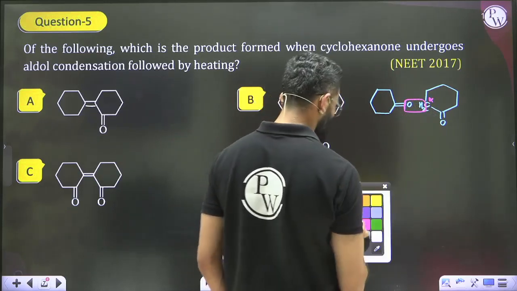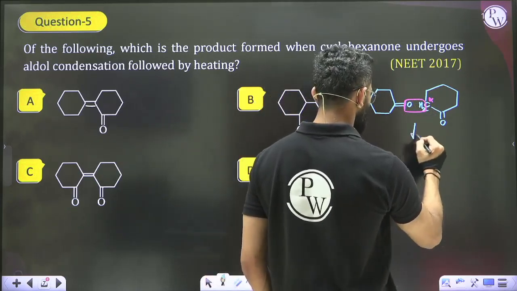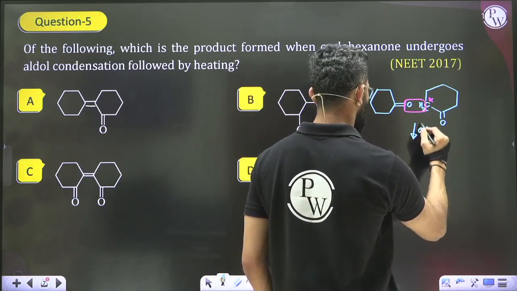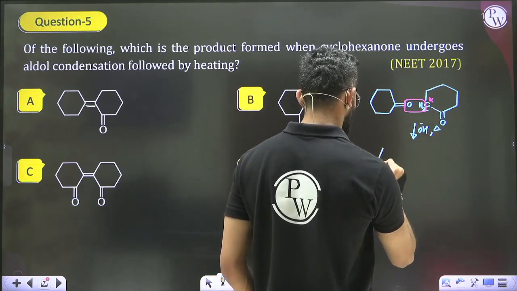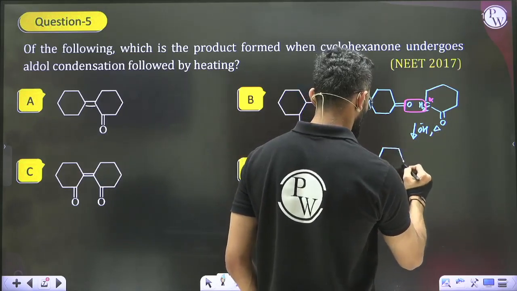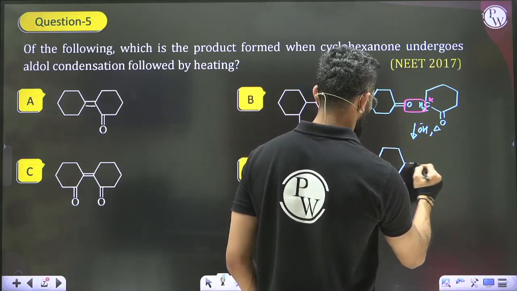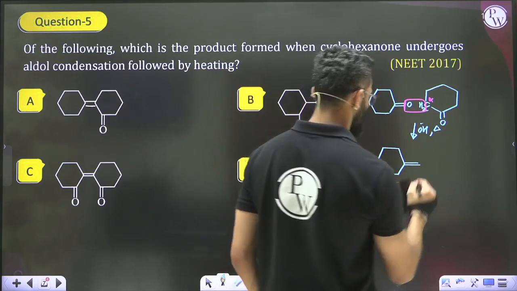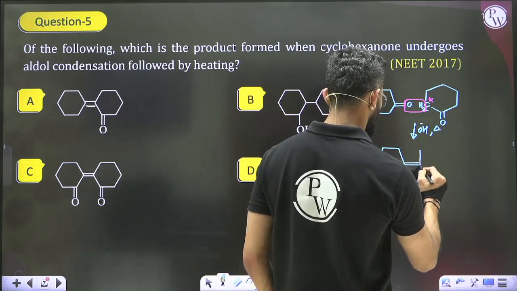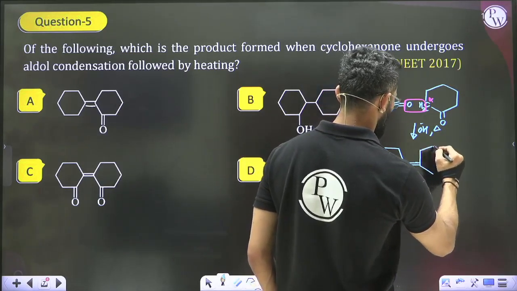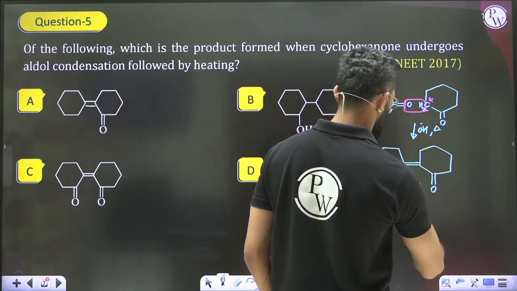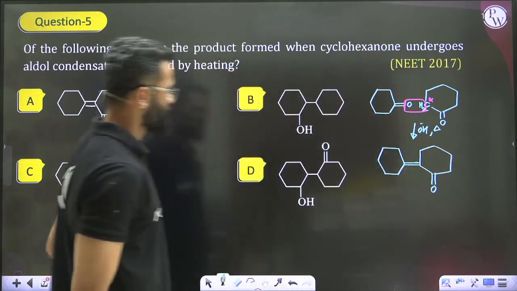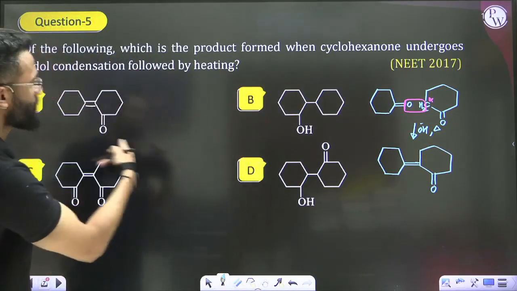If we do that, of course, in alkaline condition upon heating, we will be getting the double bond and double bond O. So that's the product. Which option fits well with that? Well, straight away option A.